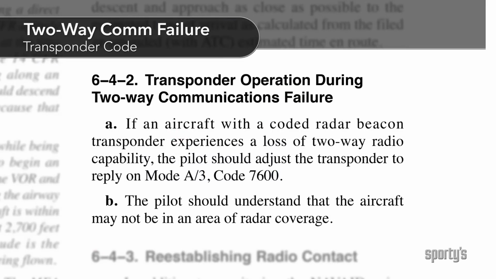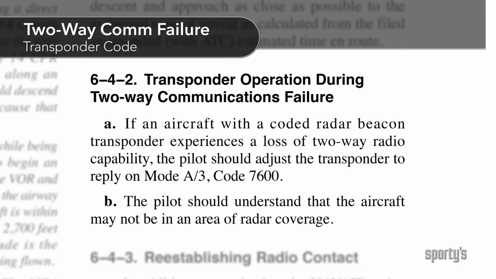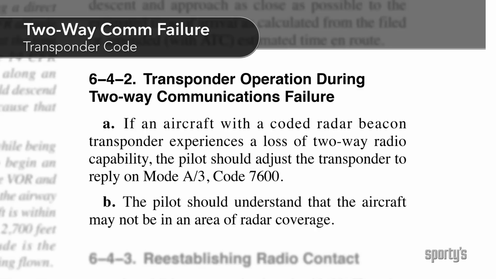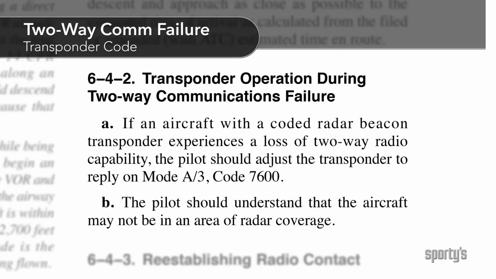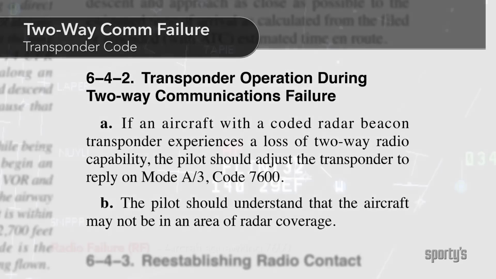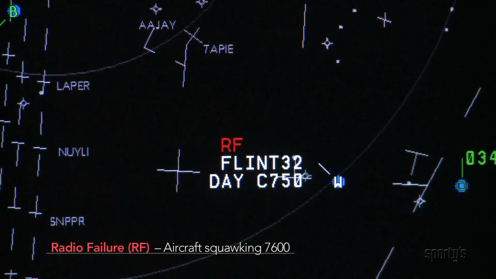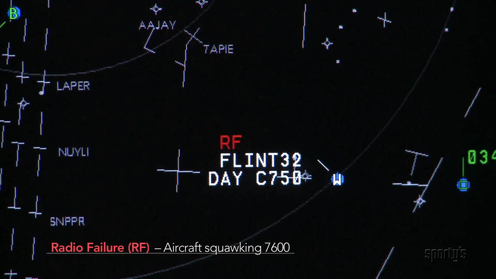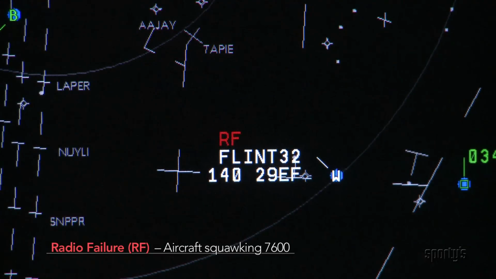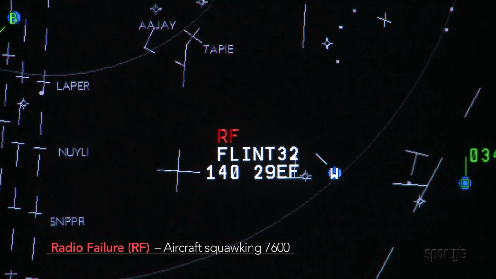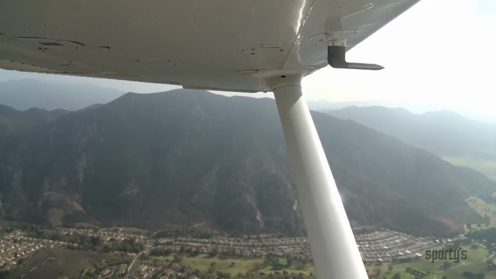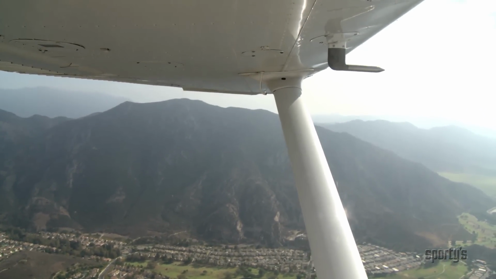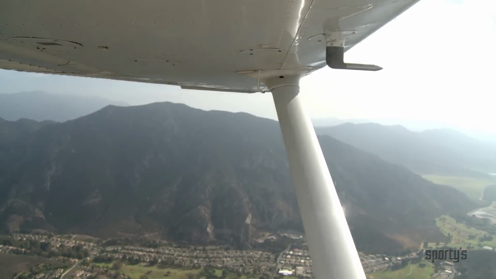For instance, in the event of a communications failure, which is not considered an emergency situation, set your squawk code to 7600. This will show up as RF at the top of your radar data block on ATC's radar screen, which stands for radio failure. However, don't assume that a controller sees this because you might not be in radar coverage at the time.